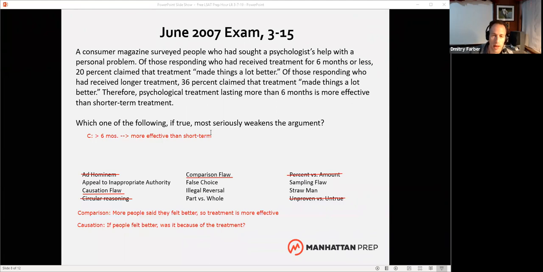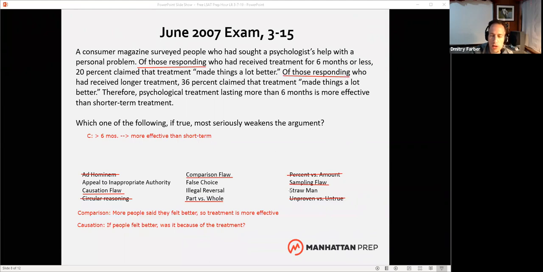Okay. I think another one you could attribute to this is sampling flaw, which if you saw that way, then you could also call that part versus whole. Do we know if these people are representative, right? It says of those responding, but we don't know whether the people who are responding are representative. It's like I said, the people who are home maybe aren't the ones that are the norm. Maybe those are the unusual ones.